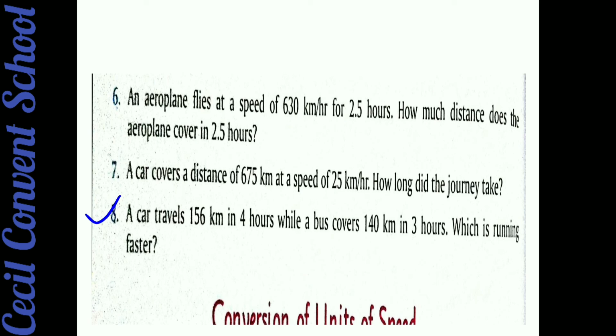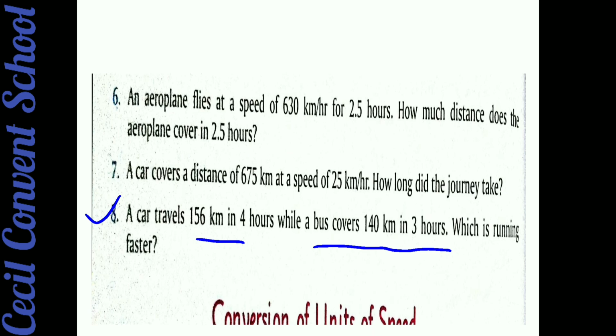Question number 8 is a car travels 156 km in 4 hours. Means what is given? Distance and time, both things are given. What we have to find? Speed of a car. While, you know the meaning of while, means on the other hand, we have to do comparison of car and another thing, bus. Means bus also covers a distance 140 km in 3 hours. So you have to compare both the objects' speed and then tell which is running faster.